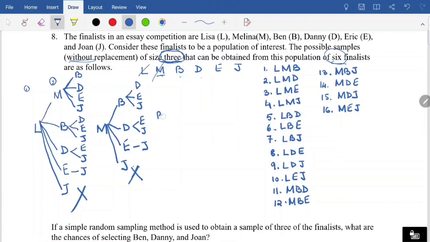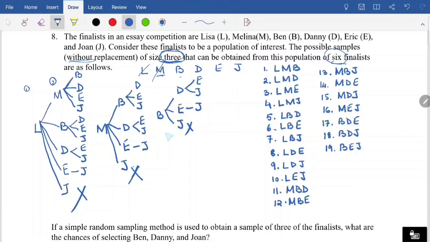So start another tree beginning with B. After B, we can either get a D or an E or a J in the second round. In the third round, from D, we can either get an E or a J. So E, J. And after E, there's only J. And the last one always drops off. So let's continue with our list. 17, B, D, E. 18, B, D, J. And then 19, B, E, J. All right, so we're done with B's, all the combinations that will have B's in it.